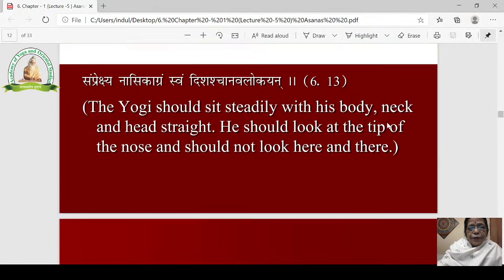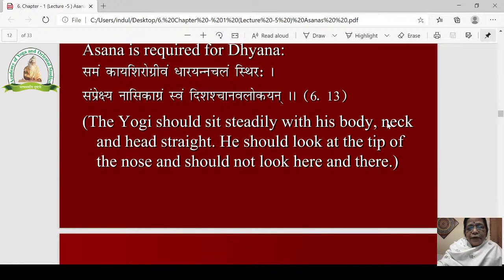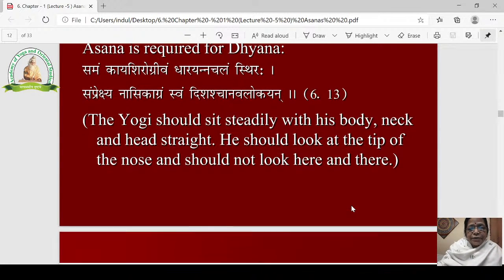This is in Bhagavad Gita, where it is clearly said that one has to sit in one comfortable asana, and how he should sit is also said. Samam kaya sirogrivam. His body, neck and head should be kept straight. He should look at the tip of his nose, and he should sit steadily. So this is perfectly an asana. One has to sit in an asana and then practice dhyana.